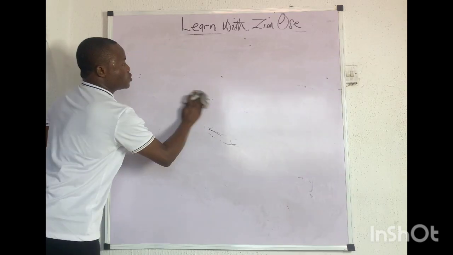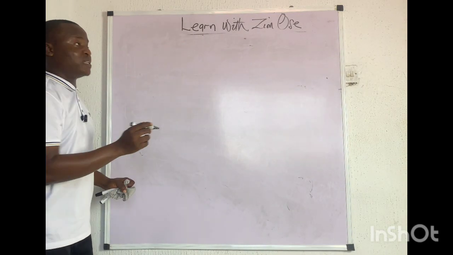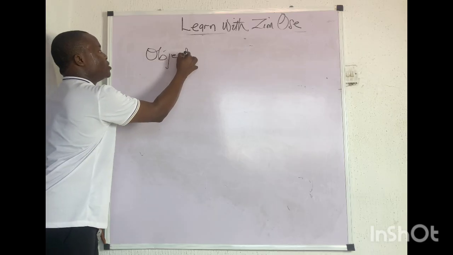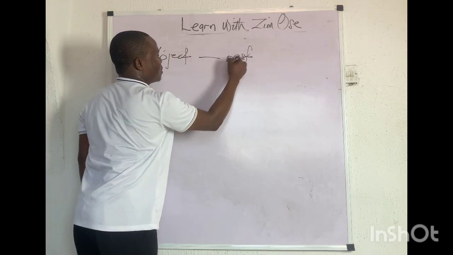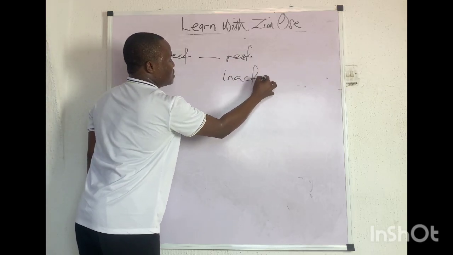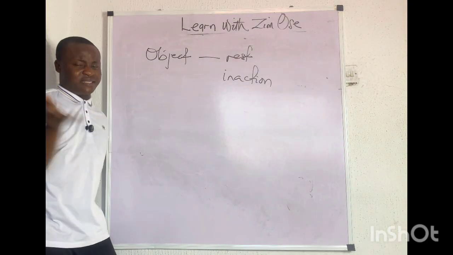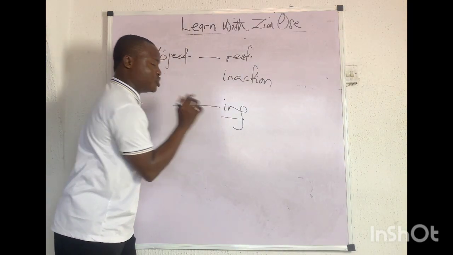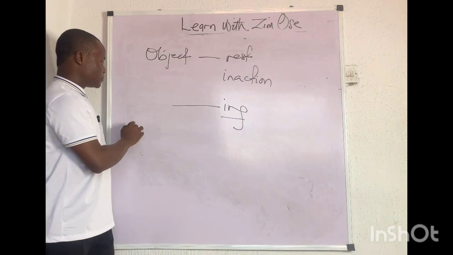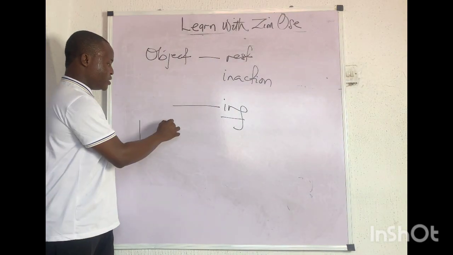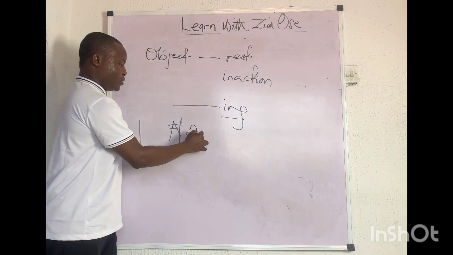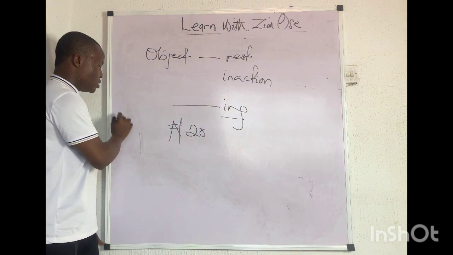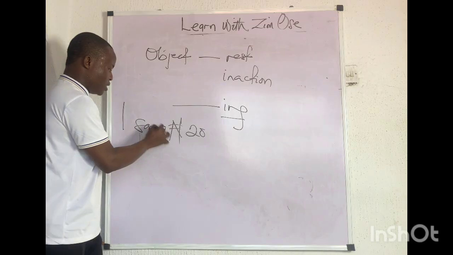Point two: you should also understand that if there is no action performed by the object, and the object is in a state of rest or inaction, it means that the subject did not witness the entire action. So the verb that follows should be ing. I'll explain. I am walking and there is a 20 naira note on the floor. So I will say, I saw a.